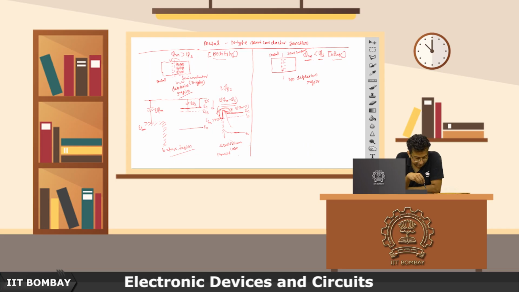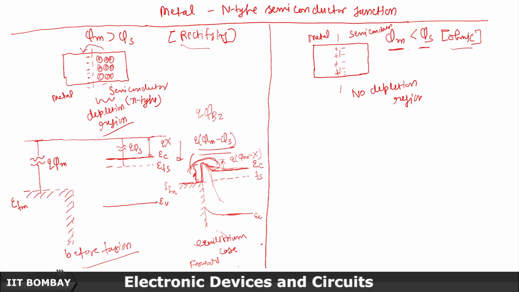Now the question comes, if phi m is larger than phi s, is it always the case that there are no circumstances under which it can become an ohmic contact and somehow we can overcome this barrier potential? The answer is yes, and we are going to discuss it later in this lecture. But let's first move to the other case, where phi s is larger than phi m. Let's see what is happening here and how it is different from this case.